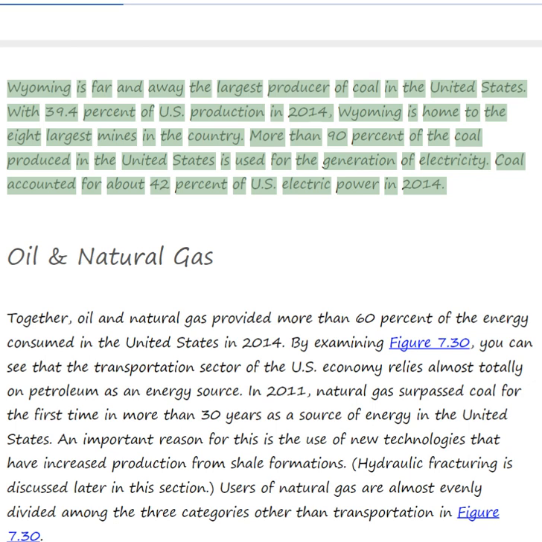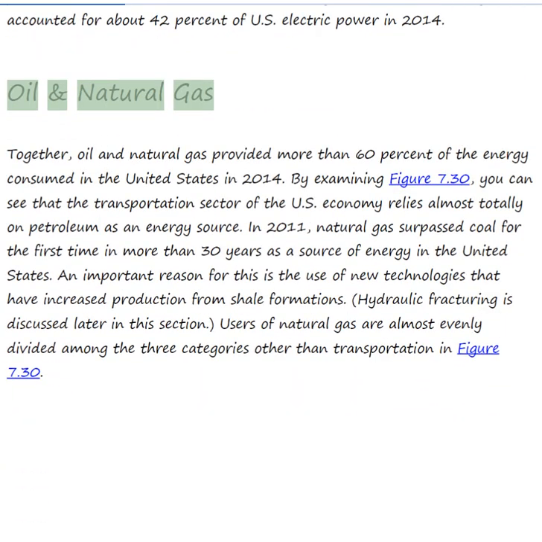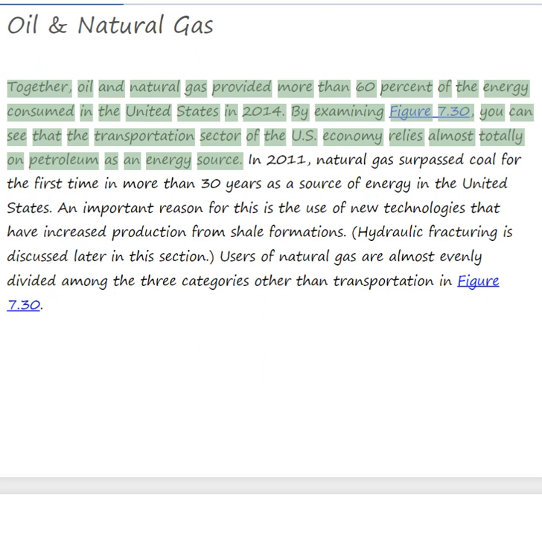Production in 2014, Wyoming is home to the 8 largest mines in the country. More than 90% of the coal produced in the United States is used for the generation of electricity. Coal accounted for about 42% of U.S. electric power in 2014. Oil and natural gas. Together, oil and natural gas provided more than 60% of the energy consumed in the United States in 2014.